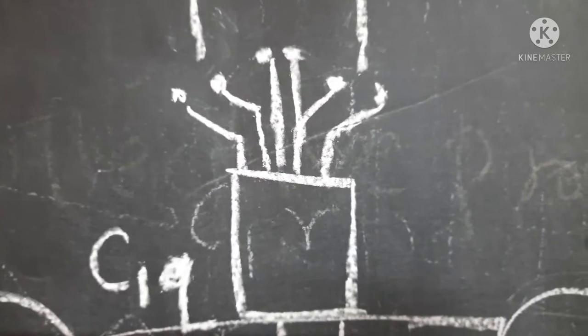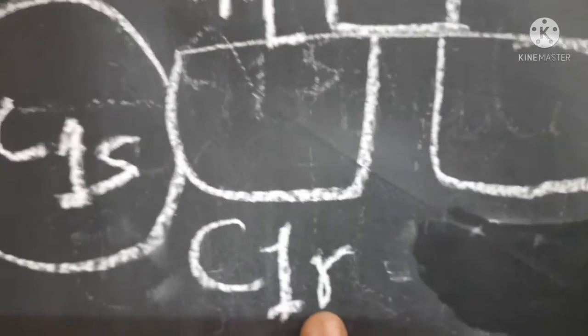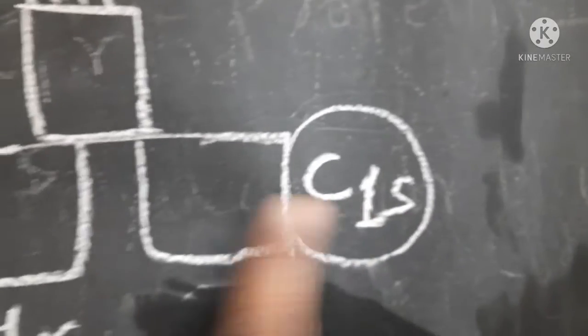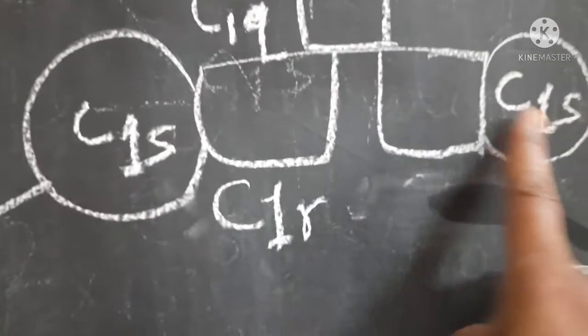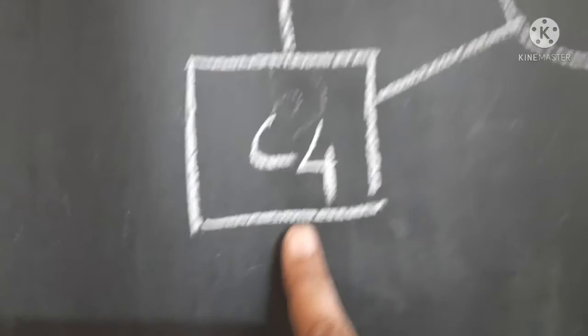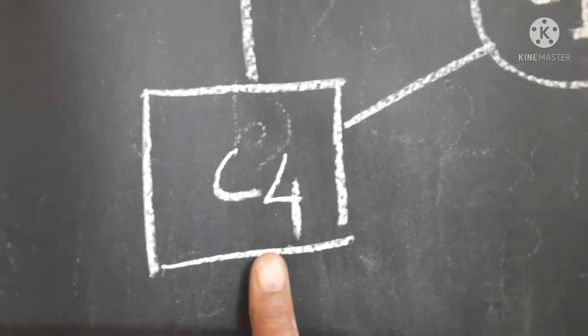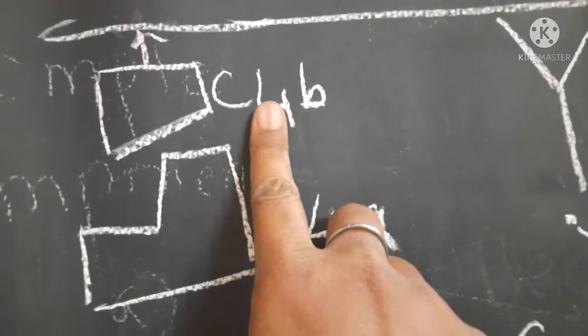When this C1q component gets activated, it activates the next C1 component, that is C1r, and this C1r now activates the C1s components on both sides. C1s are C1 esterase enzymes, and due to these enzymes there is activation of the next complement factor, that is the C4 component. When this C4 component gets activated, it splits into two subunits, C4a and C4b.